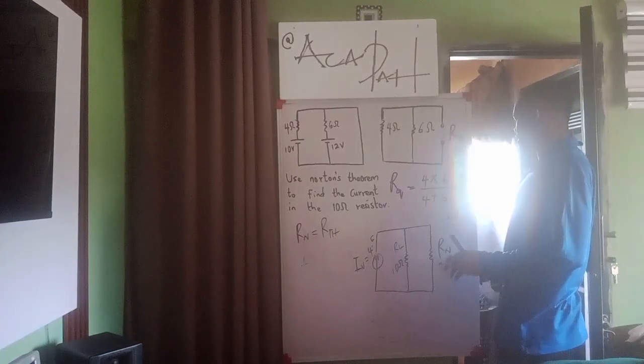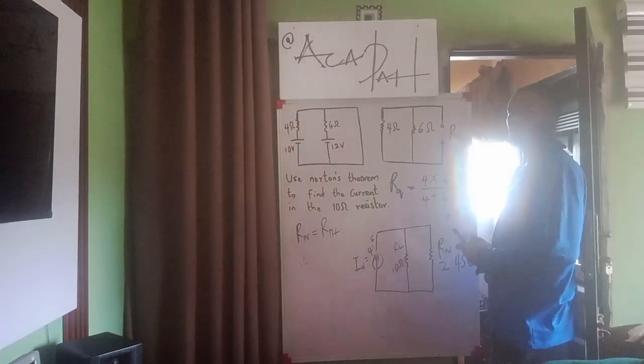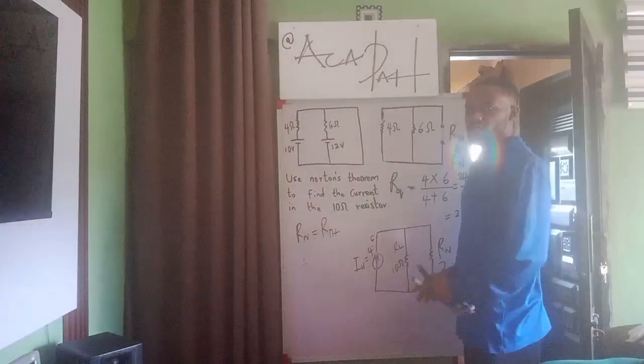So the RN here is going to be 2.4 ohms. So this is the Norton's circuit for this. This is how it should be.